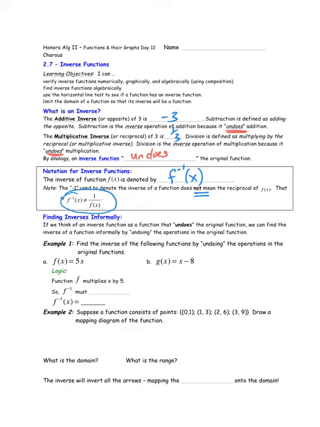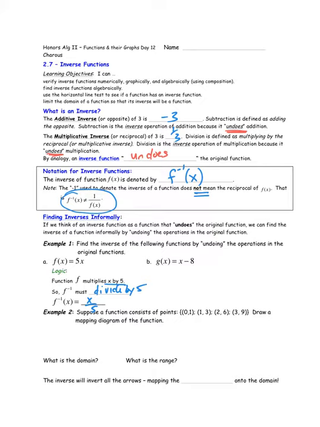Let's find some inverses informally, just thinking about the idea of undoing a function. For example 1a, if our original function is f of x equals 5 times x, our original function multiplied x by 5. So the inverse function must divide by 5, must undo the original function. So our inverse function, f inverse of x, is going to be x divided by 5.